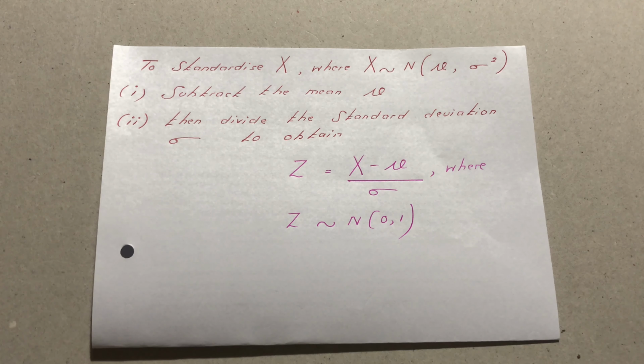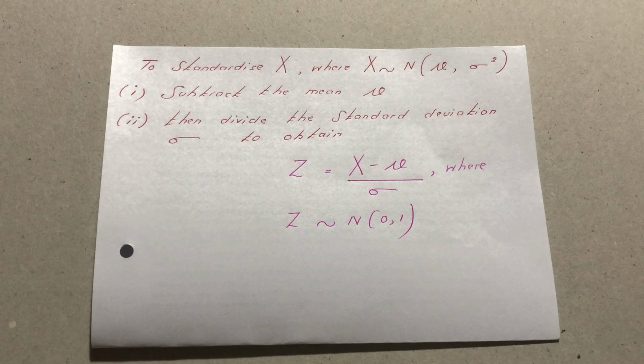Now that we have seen how to find probabilities using the standard normal table, we are going to look at how to standardize a variable x, where x follows a normal distribution with mean mu and variance sigma squared. The first thing to do is subtract the mean mu, and then divide by the standard deviation sigma to obtain z, where z equals (x minus mu) divided by sigma. We then have the standardized z.